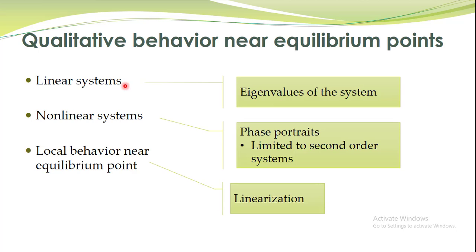We know that qualitative behavior of linear systems can be easily described by looking at the eigenvalues of the system matrix. For nonlinear systems, qualitative behavior, as we learned, can be described by using phase portraits. However, this approach of phase portraits is limited to second order nonlinear systems. And furthermore, you have also learned that sketching phase portraits is somewhat difficult.